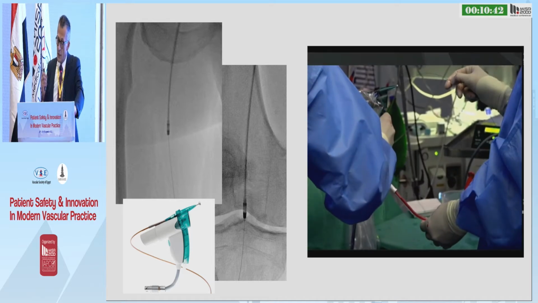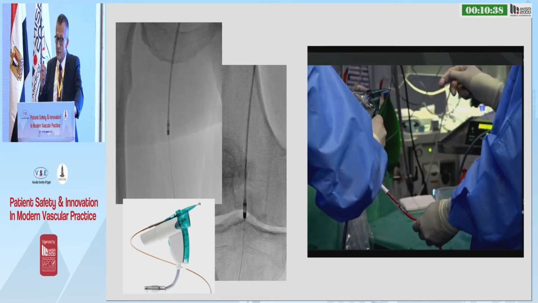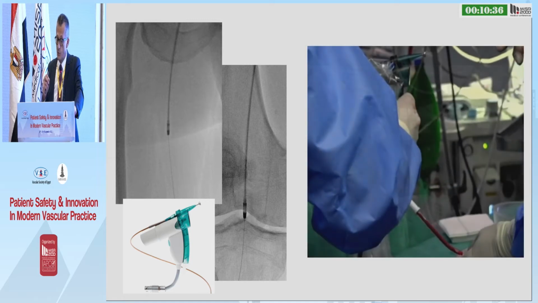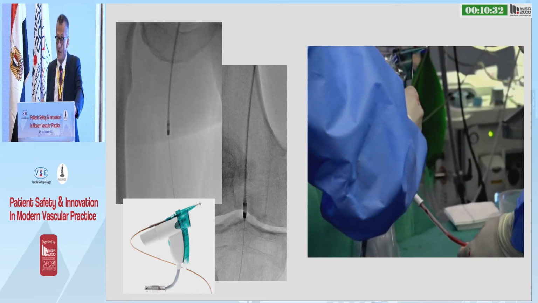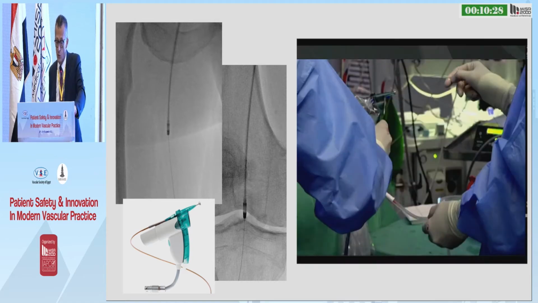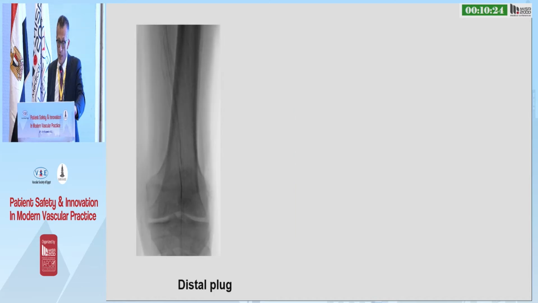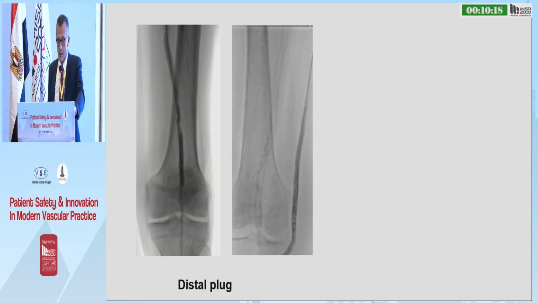A mandatory marker of an effective aspiration is to see, during the whole procedure, blood flow into the collecting bag outside the body. This is really, really important to avoid distal embolization when we arrive at the end of the occlusion.